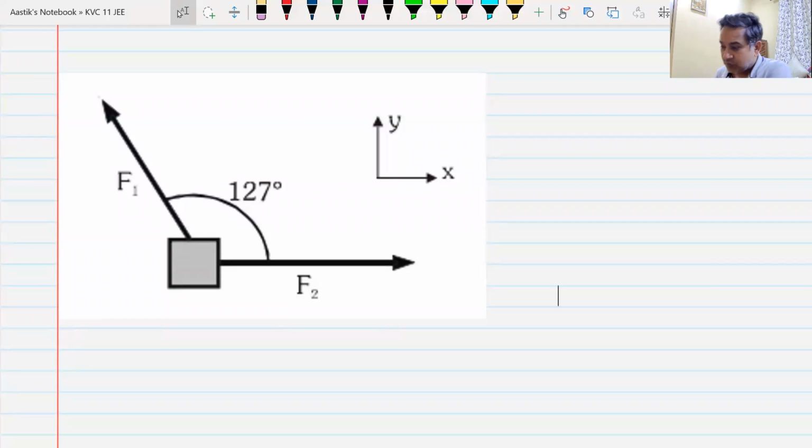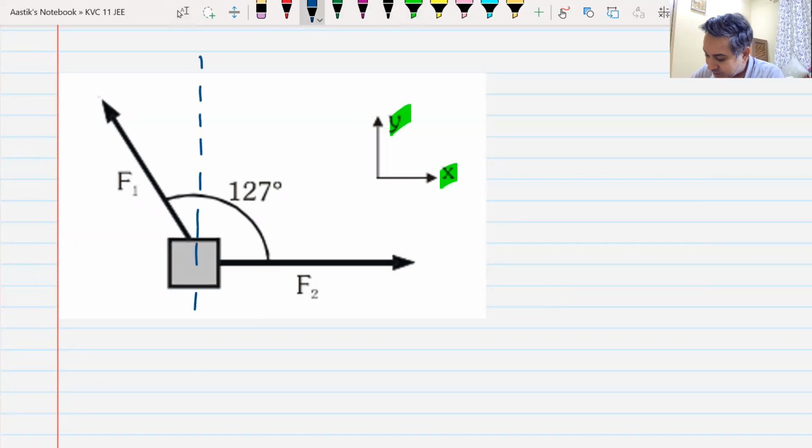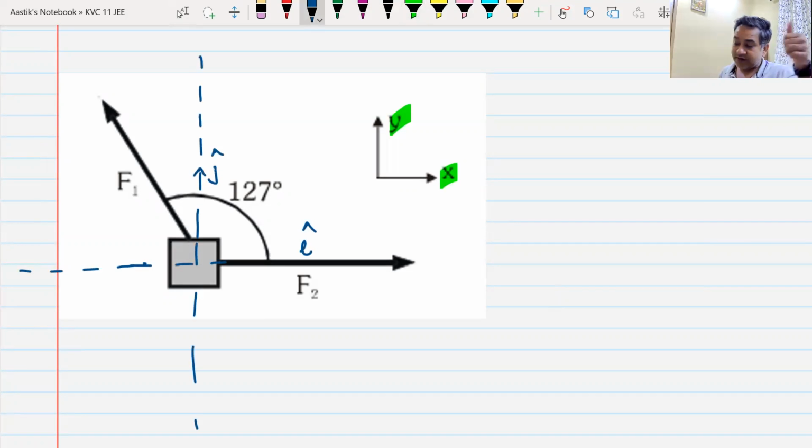Now, look at this diagram. I'll do the same thing, but I will do it with the X and Y concept. So basically what I'm going to do is break this force into X and Y components. So this is my Y axis and this is my X axis. Everyone understands this? Now, along x-axis, I have unit vector i, and along y-axis, I have unit vector j. Everyone knows this?